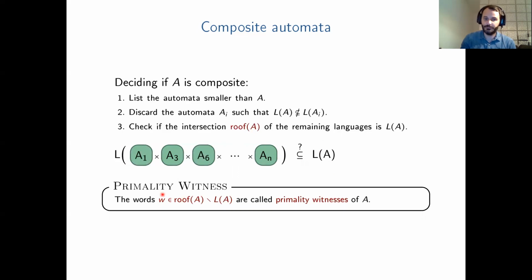then we know for sure that for any decomposition we try to build using these automata, W will always be in there, and so we will never be able to construct exactly the language of A. Okay, so such a word is called a primality witness of A. Okay, so this is our algorithm.